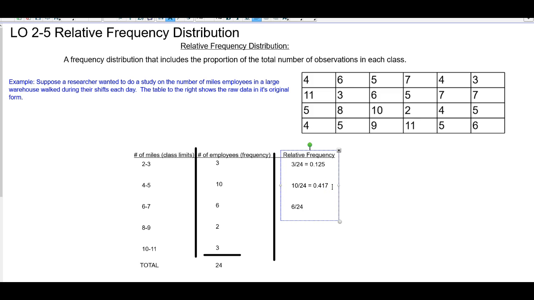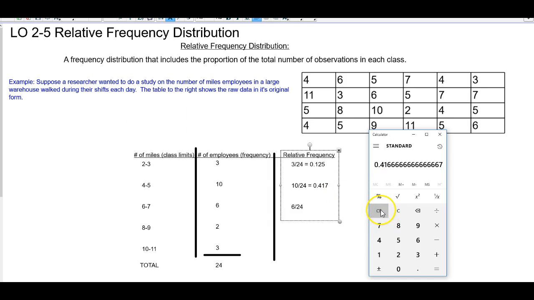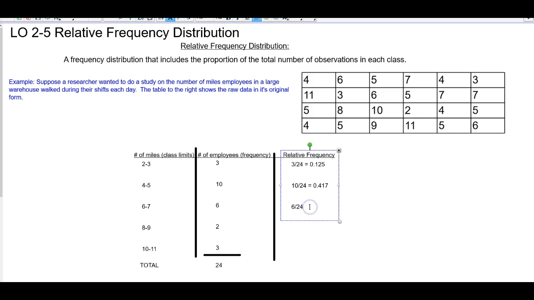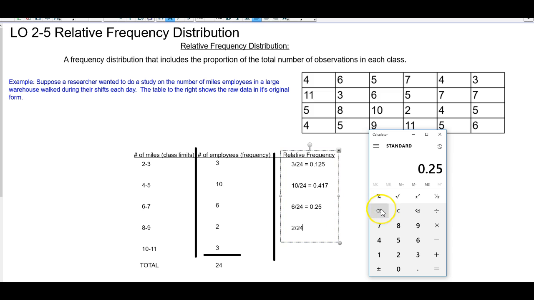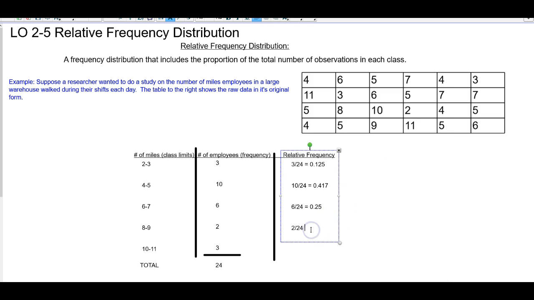Next, we've got 6 divided by 24. Two divided by 24. So again, we're going to be rounding, so we're going to round down this time, so 0.083. And then 3 divided by 24 equals 0.125.